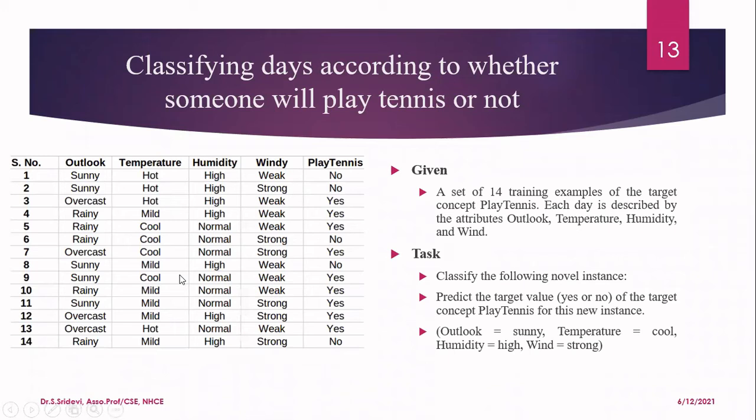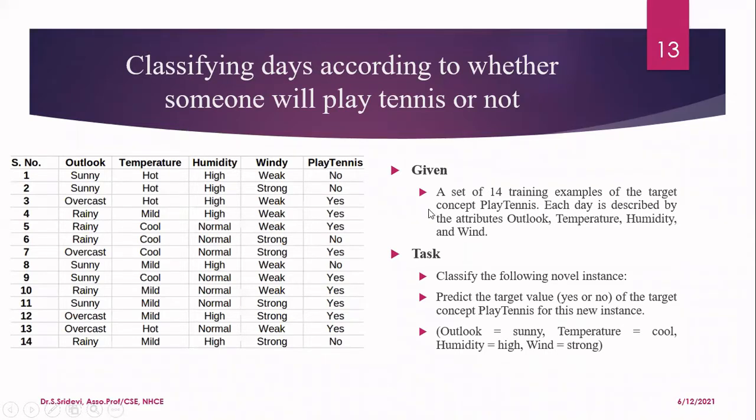This is a data set for the play tennis example. In this, 14 training examples are given to us, and we want to learn the target classes, whether a particular person will play tennis or not. So the target classes again, yes and no. It is a binary classification problem. And every day is described by certain attributes. We have 4 attributes here: outlook, temperature, humidity, and then windy.